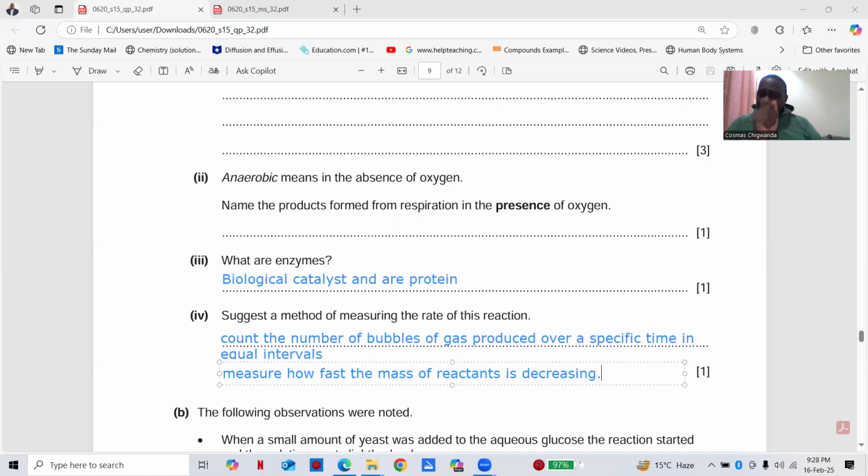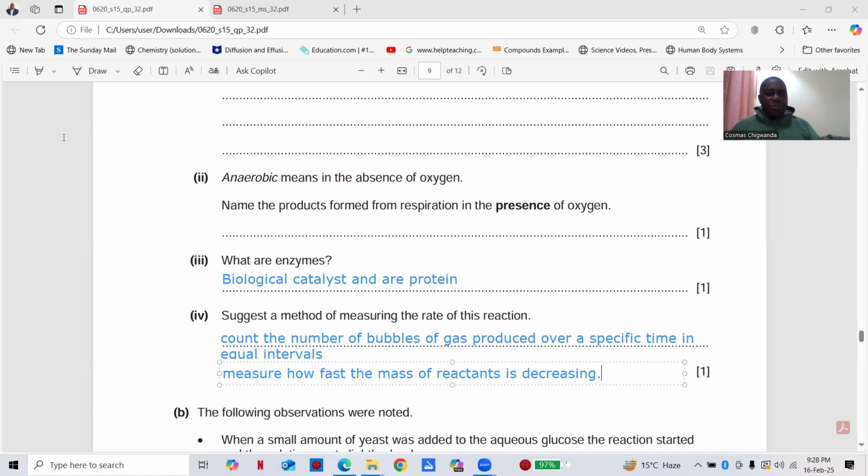In that way, you are going to come up with a rate of reaction because you are looking at how fast the reactants are disappearing. So a question like this, where it says suggest a method of measuring the rate of reaction, there has to be an aspect of time. You are doing an experiment, but you're doing this experiment at equal intervals. In that way, you can be in a position to successfully answer this question.